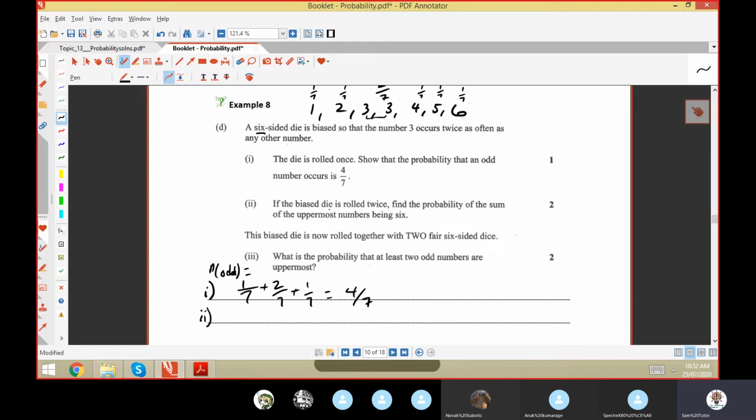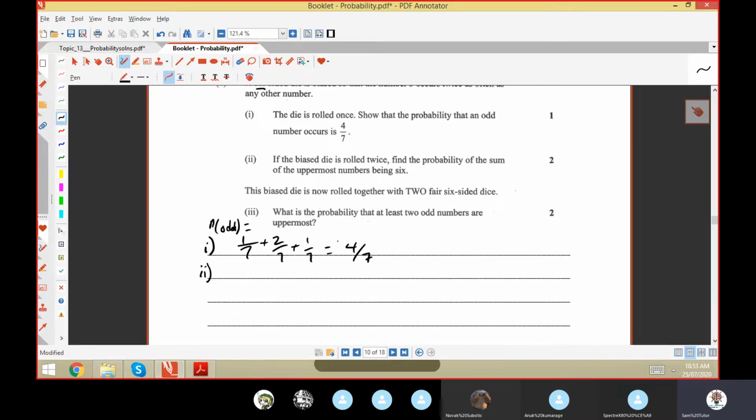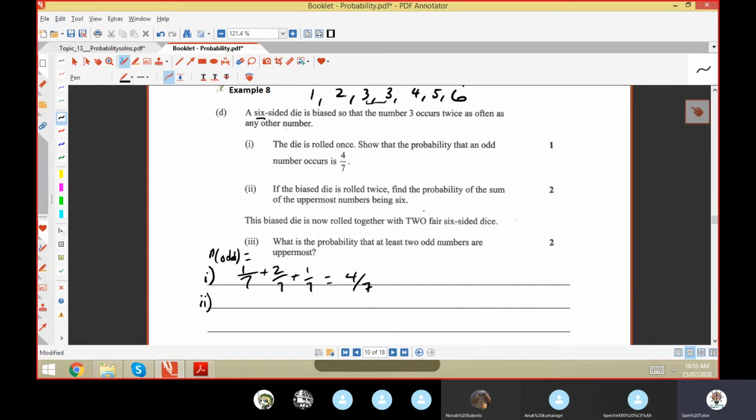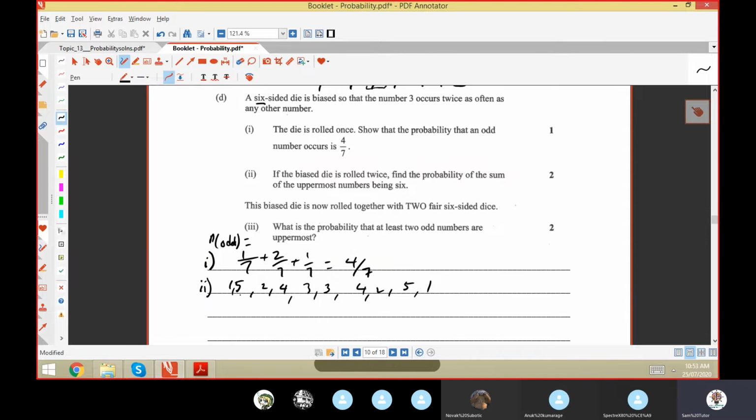Part ii. If the biased die is rolled twice, find the probability of the sum of the uppermost numbers being 6. Well, again, that's when you would have listed it, but I think we can avoid listing it. You guys know it should be 1 5, 2 4, 3 3, 4 2, and 5 1. So I think we should be able to just get that out. Find the probability of the sum of the uppermost numbers being 6. So yeah, that would be.